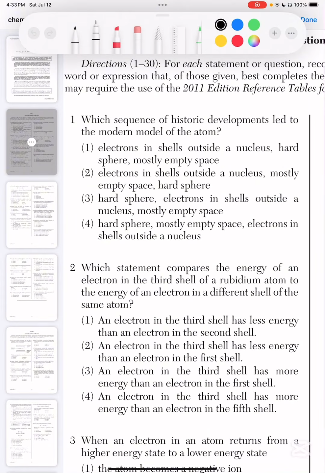Okay. Electron shell outside a nucleus. Hard sphere was the first one. Okay. So yeah, hard sphere was the first one. And then electrons outside of nucleus, mostly empty space. I think mostly empty space was before. So I think it's 4 for this one.